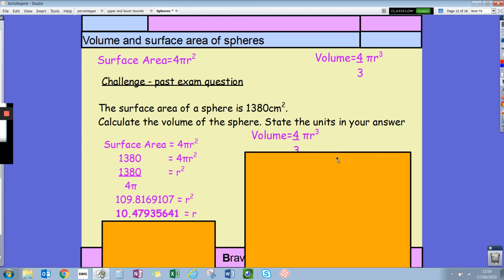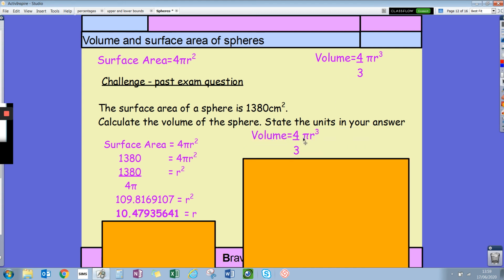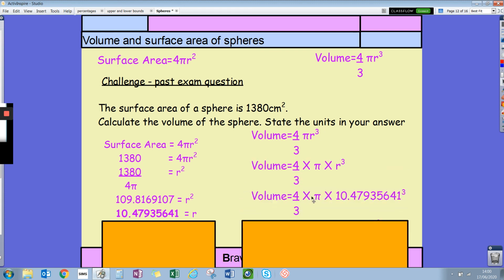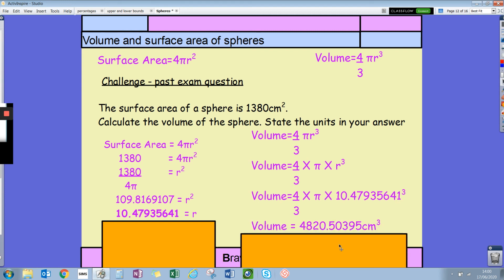So my volume, again, formula, 4/3 pi r cubed. Then my radius is 10.47935641. So I'm going to swap that in, substitute it in. 4/3 times pi times 10.47935641 cubed, which is 4,820.50395 centimetres cubed, which is 4,820.5 centimetres cubed to 1 decimal place.